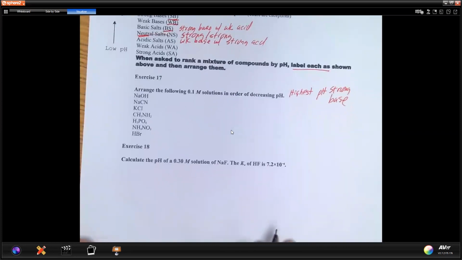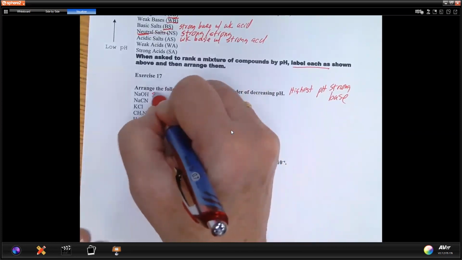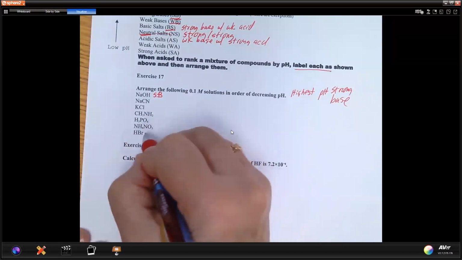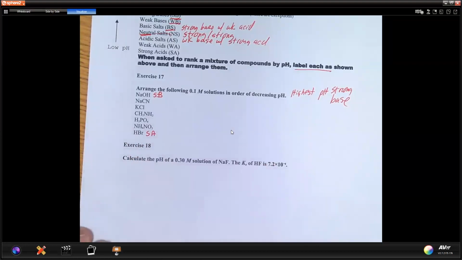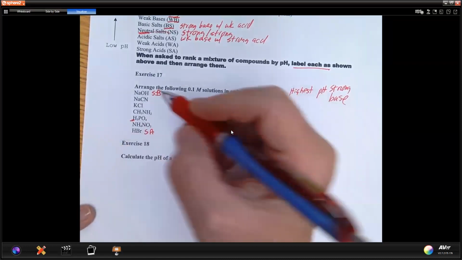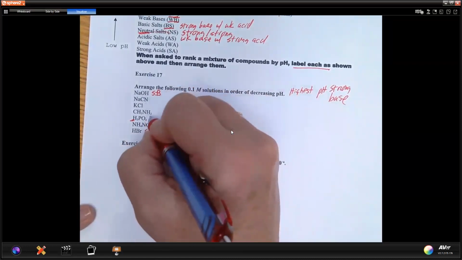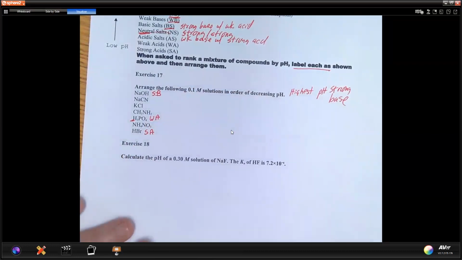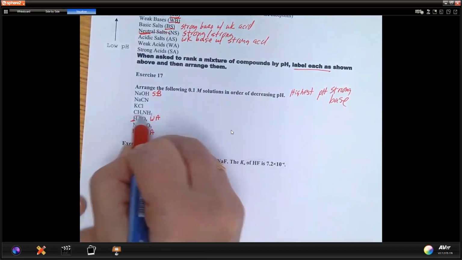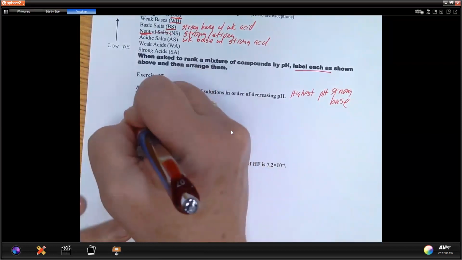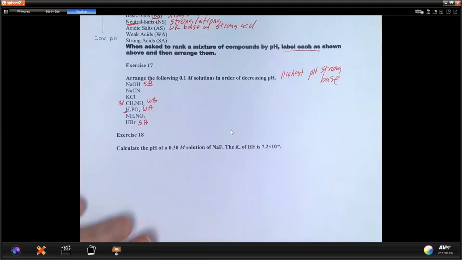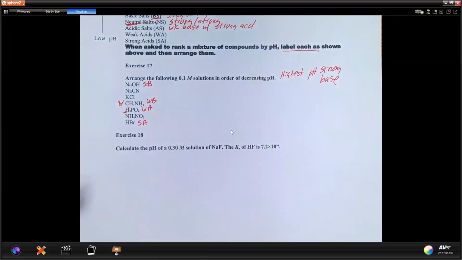So if I start labeling these, I see my strong base right there, sodium hydroxide. I also down here see a strong acid. I see another acid, phosphoric acid. I know it's not a strong acid, it's a weak acid. Also right here, this CH3NH2, this would be a weak base. That's one of the ones that was listed along with ammonia. All right, so I got my strong ones.